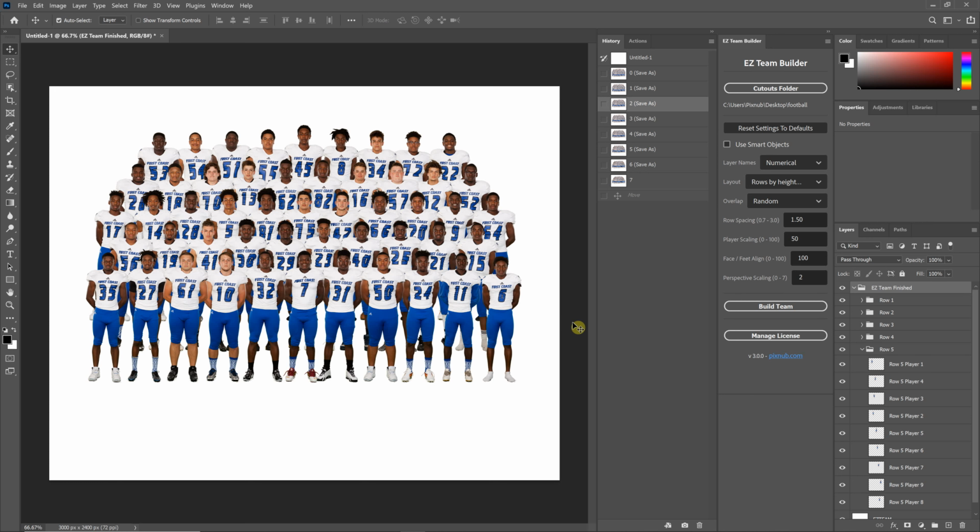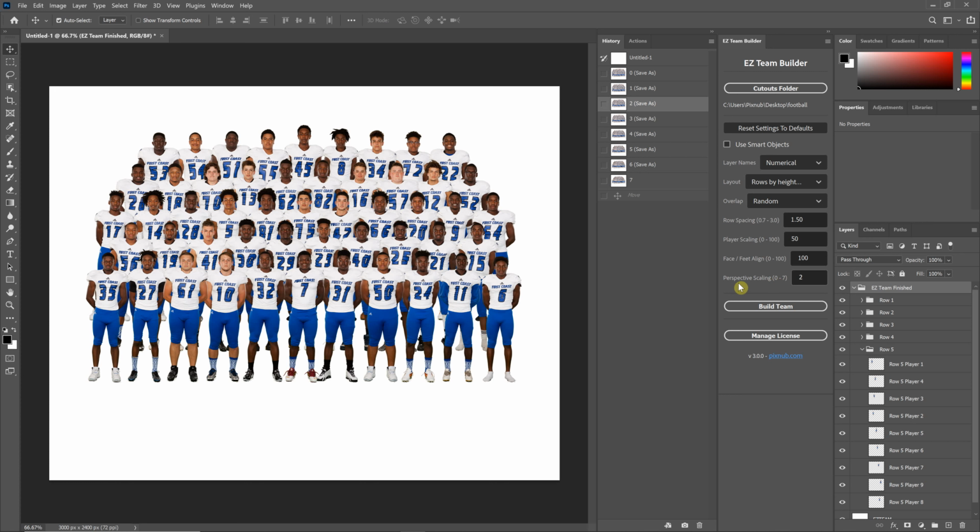In this video, I'm going to be discussing the perspective scaling option for Easy Team Builder. What perspective scaling does is it scales each row down as it goes back in order to make the image look more natural for what your eyes or camera would see.